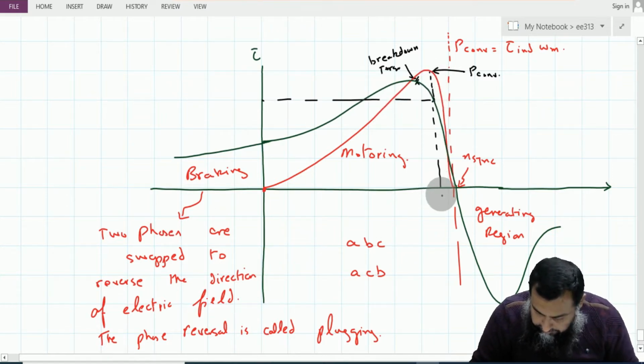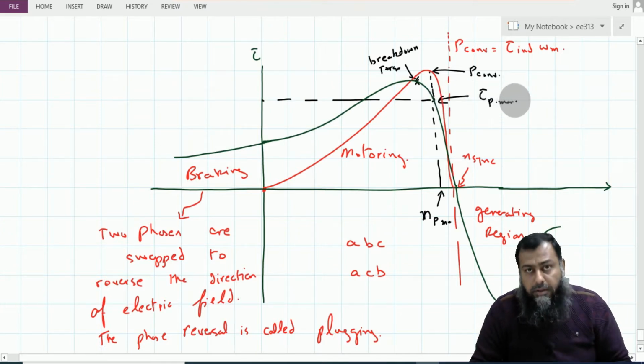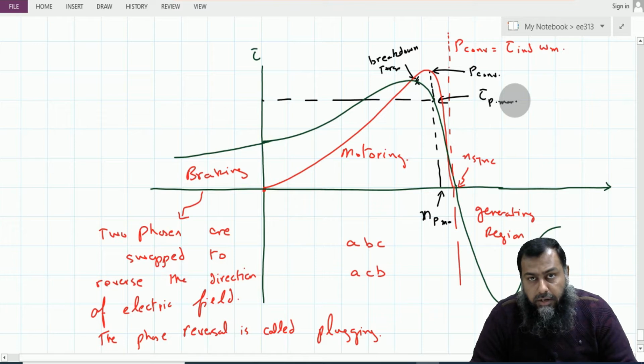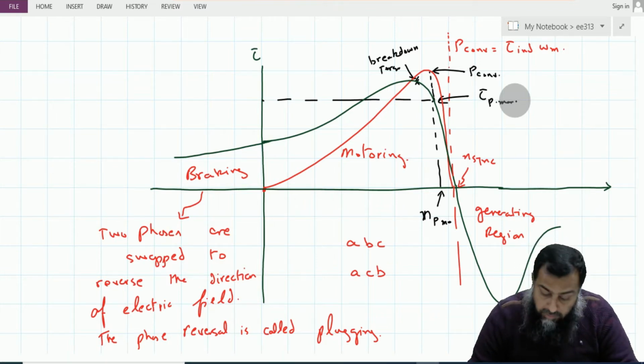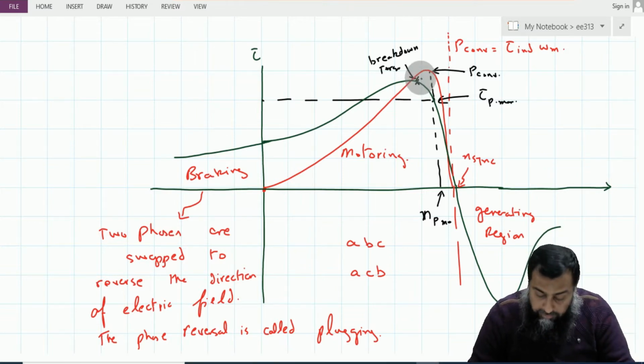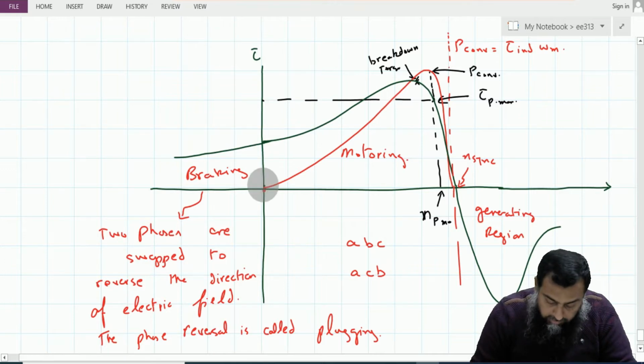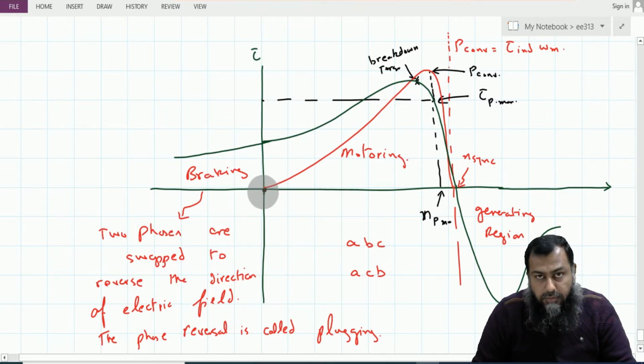So this is the speed corresponding to the maximum power, Np max, and this is the torque which corresponds to the maximum power, and both of them are different than the values of the speed and the torque that we obtain during the torque-speed characteristic curve. And of course, with this particular curve, we come to know that no power is converted into mechanical form when the speed of a motor is equal to 0.